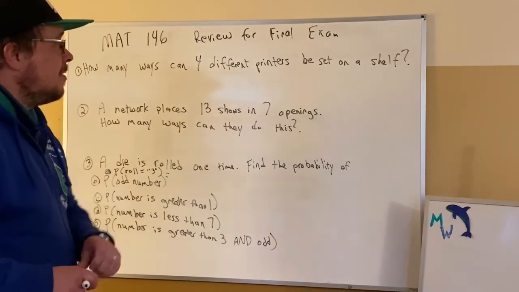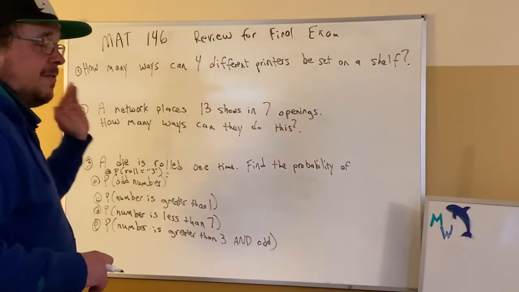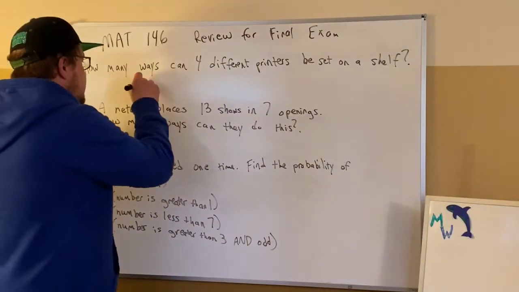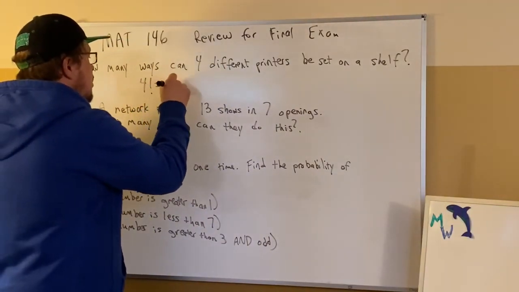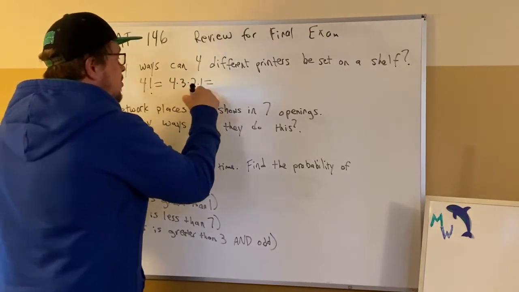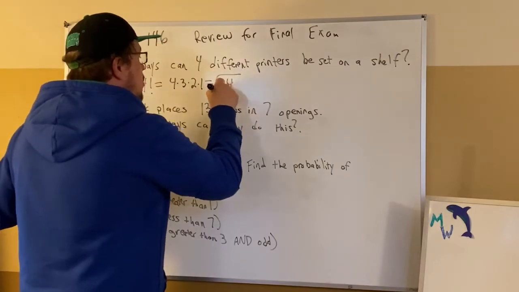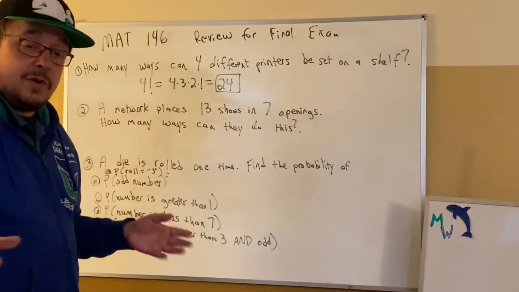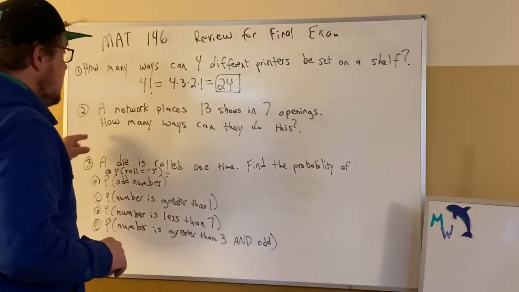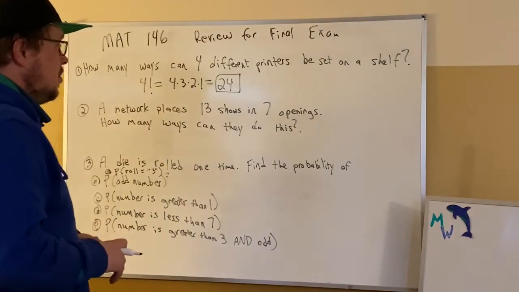How many ways can 4 different printers be set on a shelf? Well, that's 4 in the first, but now not 4, 3 on the next, and so forth down. That's going to create a situation where you have 4 factorial: 4 times 3 times 2 times 1. That's going to get me 12 times 2 for 24 times 1, and there's 24 ways you can line those up. You don't have to list all 24 ways, but you need to know that this is a factorial and get you 24 ways.